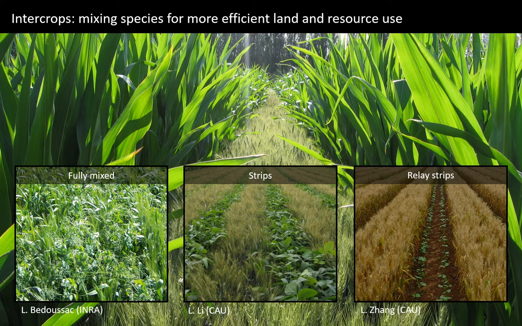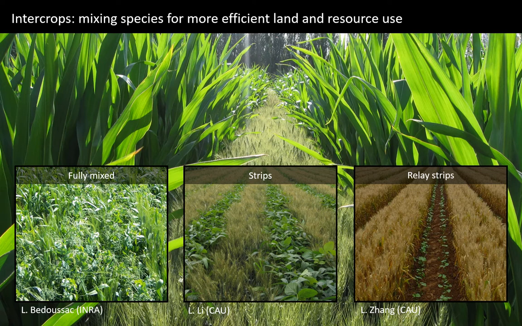In the middle, you can see a typical strip intercropping system. This is wheat soybean. And in this particular case, the two species have been sown simultaneously. So this is a simultaneous strip intercropping system, whereas the one on the right is a relay system. This is cotton and wheat. And in this particular system, wheat is sown first, and while it's maturing, cotton is sown. So in the end, the total growing season is very long, spanning the growth seasons of both species.